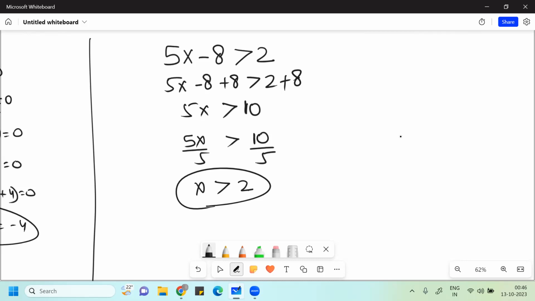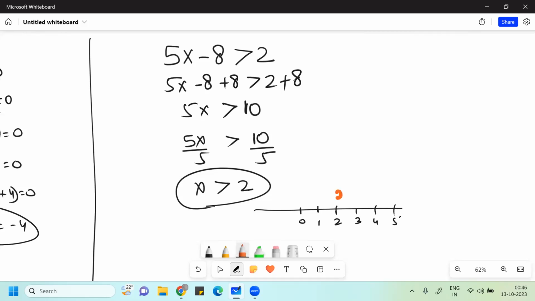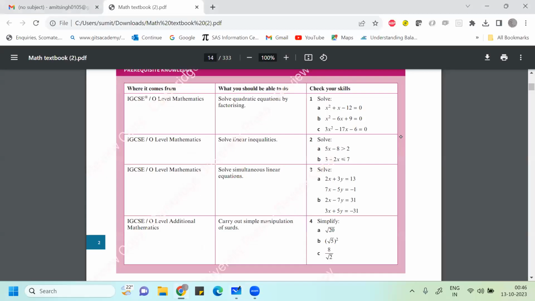If your x is greater than 2, and you plot a number line, I hope you know about the number line, where will your x value lie? Your x value will lie from 2 to plus infinity. You know plus infinity and minus infinity. So your value of x lies between 2 and positive infinity, and both sides you have an open bracket. You will not get a closed bracket. Clear, right?